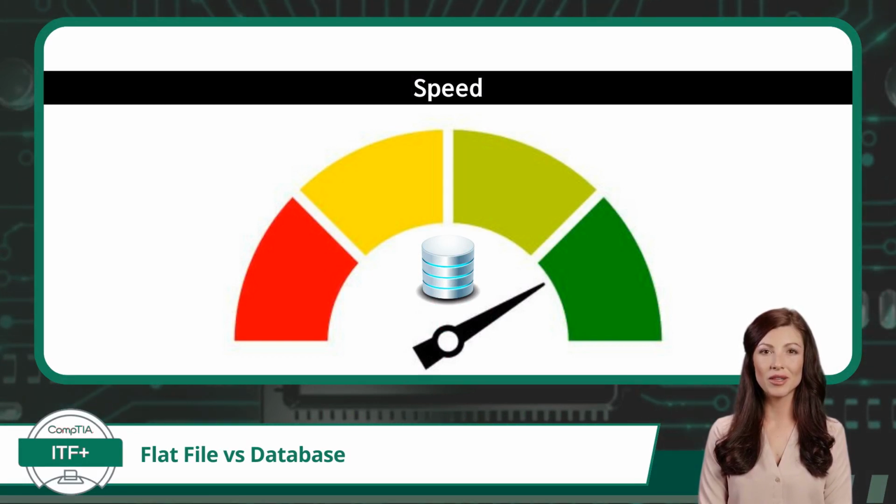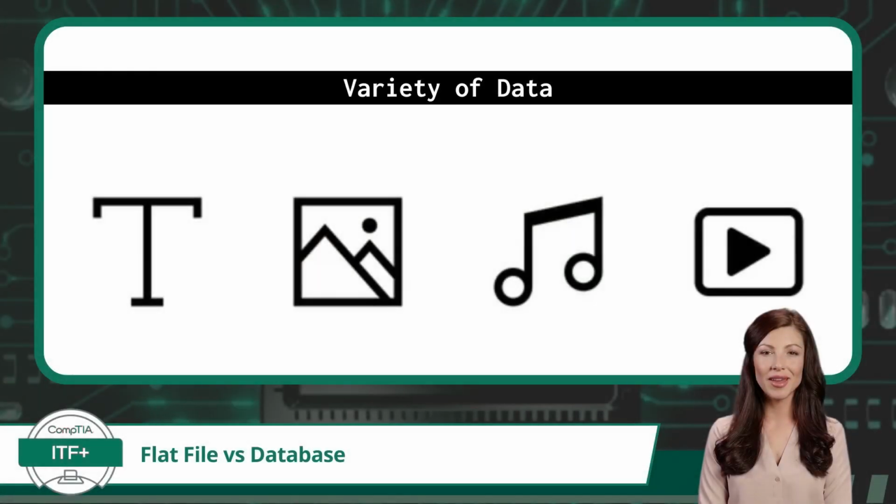Another advantage of databases over flat file systems comes in the form of increased speed. Databases are optimized for data retrieval and manipulation. They employ indexing, caching, query optimization, and other performance-enhancing techniques to efficiently store, sort, and retrieve large quantities of data quickly. And as a final benefit, databases can handle a wide range of data types.